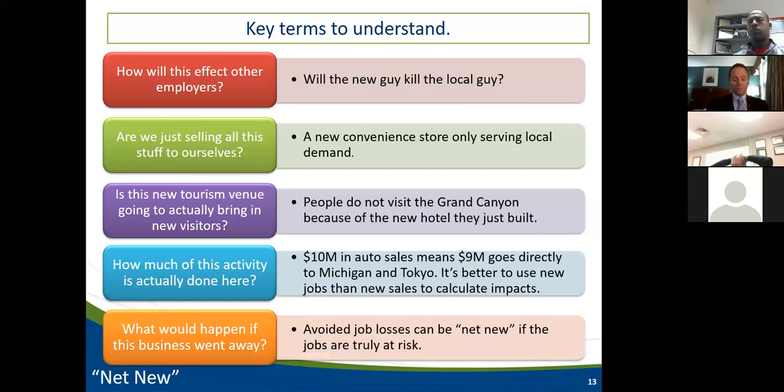And then finally, one way to think about this that I find helpful is, if this business went away, what would happen? So what is at risk by this business not coming here?